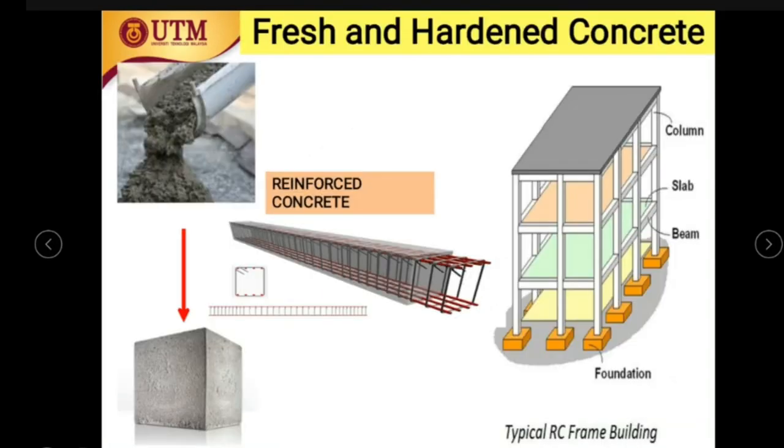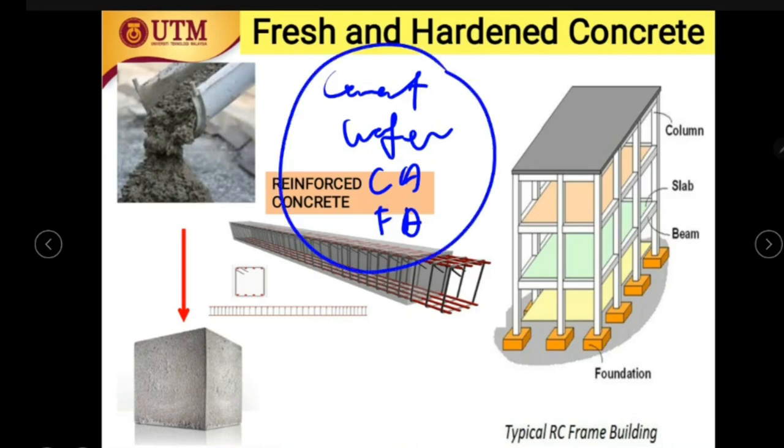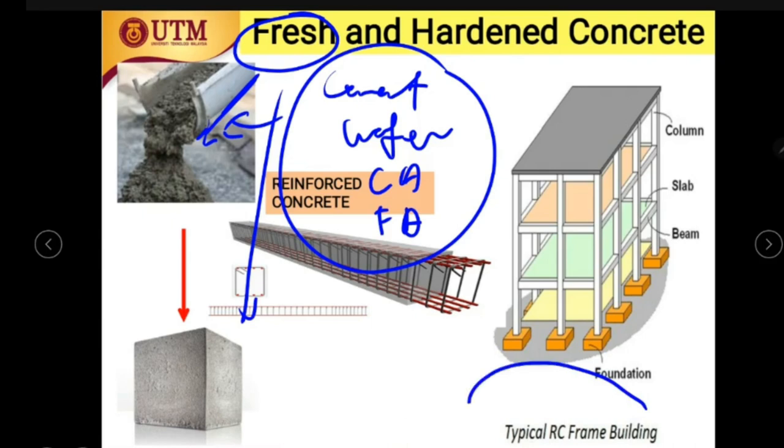Fresh and hardened concrete. When the concrete is freshly mixed, when we add cement, water, coarse aggregate, and also fine aggregate together, while it is still in its slurry or liquid form, we call it the fresh state. Then after a period of time, when the concrete has undergone the hydration process, we call it hardened concrete. Concrete in the construction industry can be used, for example, like this. This is a typical RC frame, which can be used for column, slab, beam, and also foundation.